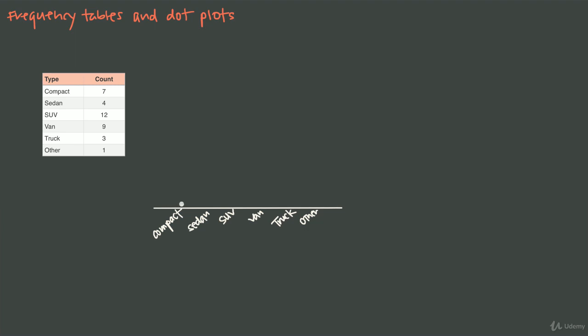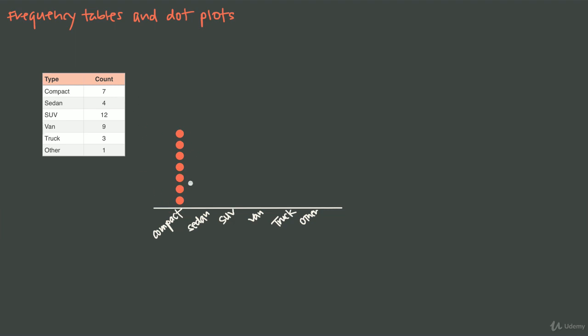And then we just sketch in a dot for each occurrence in our frequency table. So because there are 7 compact cars in my parking lot, I want to put 7 dots here above compact. So I could do that. That would be 1, 2, 3, 4, 5, 6, 7. So 7 dots above compact indicates that the frequency of compact in my data is 7.